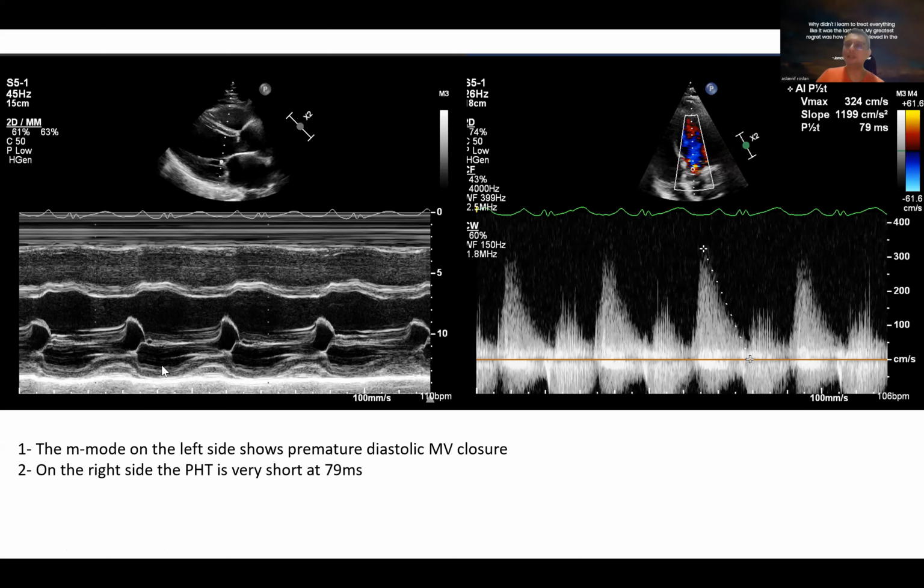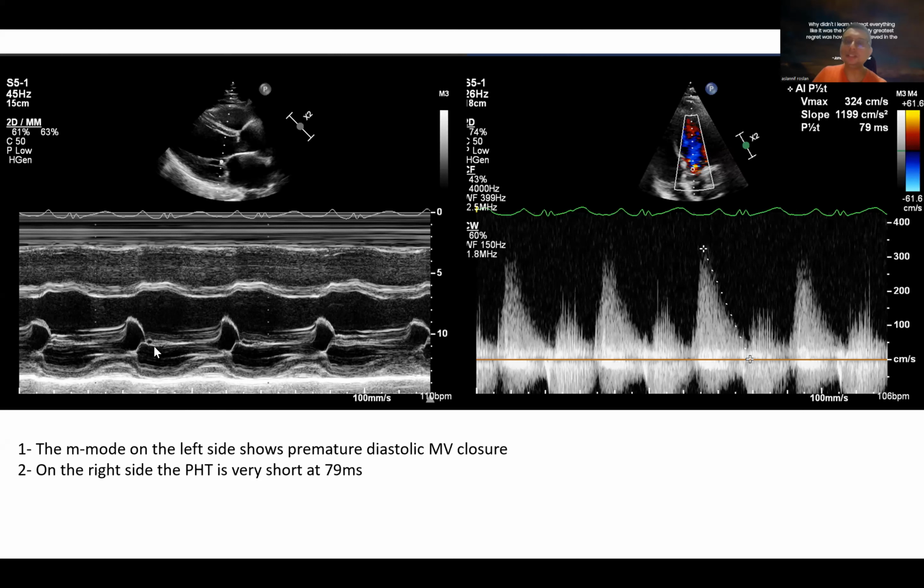So why does that happen? That is because the LVEDP in this patient is so high that before the end of diastole, the mitral valve already closed. The pressure inside the left ventricle before the end of diastole is already higher than the pressure inside the left atrium. Therefore, sometimes you can also see diastolic mitral regurgitation. So this is early closure of the mitral valve before the end of diastole.